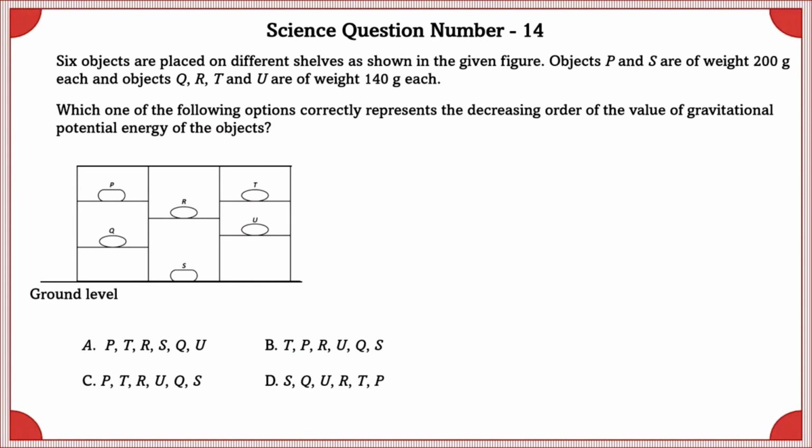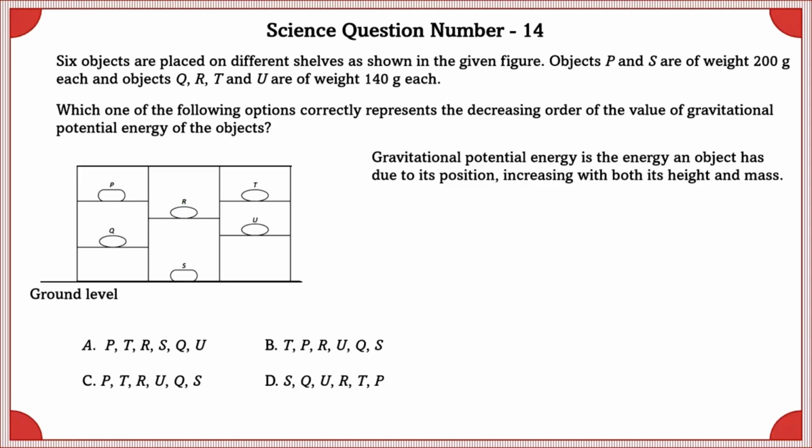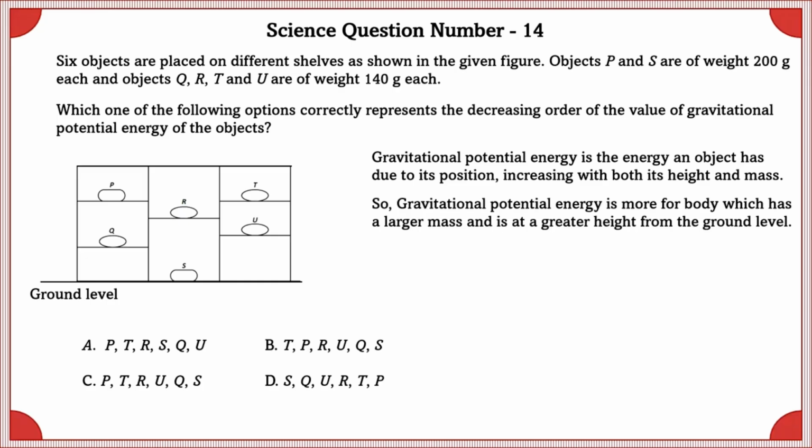Science question number 14. 6 objects are placed on different shelves as shown in the given figure. Objects P and S are of weight 200 gram each and objects Q, R, T and U are of weight 140 gram each. Which of the following options correctly represents the decreasing order of the gravitational potential energy of the objects? Gravitational potential energy is the energy an object has due to its position, increasing with both its height and mass. So gravitational potential energy is more for a body which has a larger mass and is at greater height from the ground. Therefore, the decreasing order corresponds to the C option.